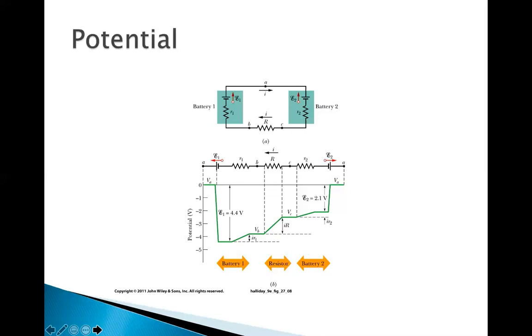And then it drops I times R along the direction of the current by the resistance rule. Then it drops I times little r1 along the direction of the current by the resistance rule. And finally, it goes up by epsilon 1, which is by the EMF rule.